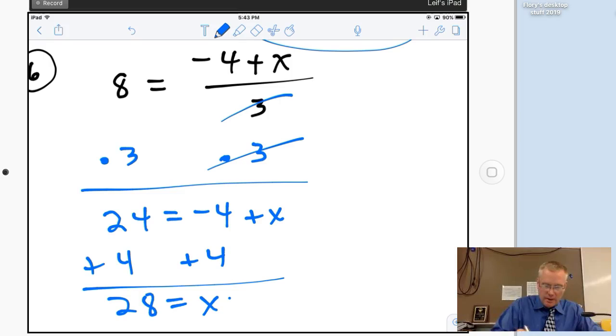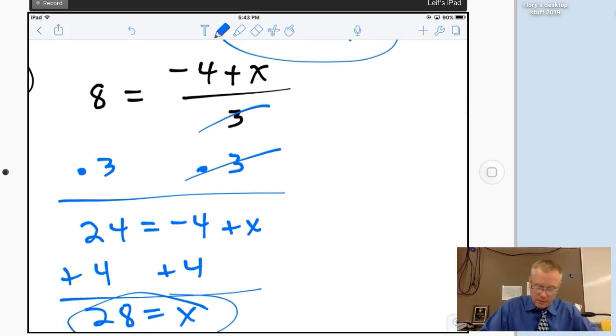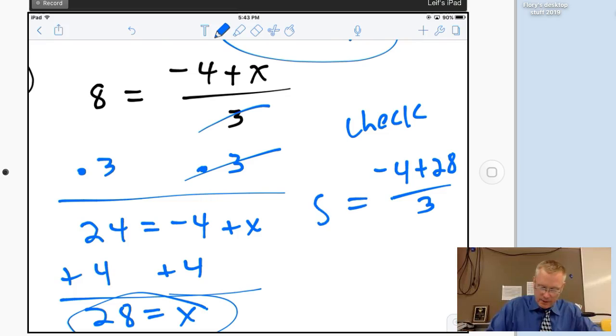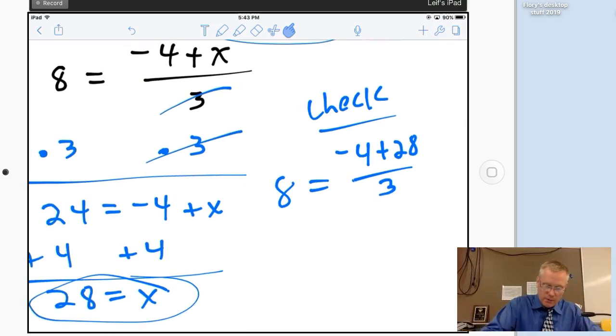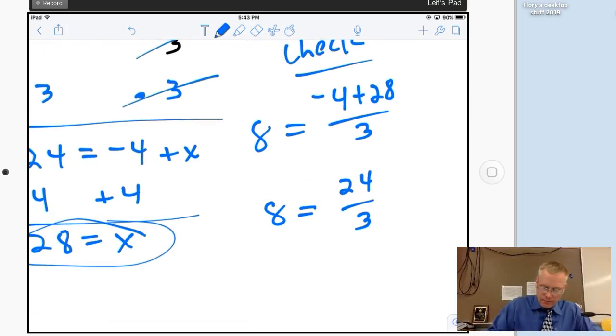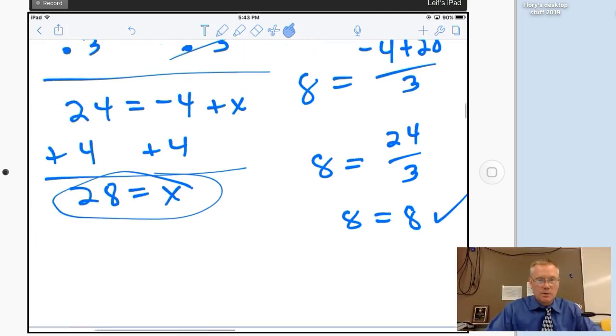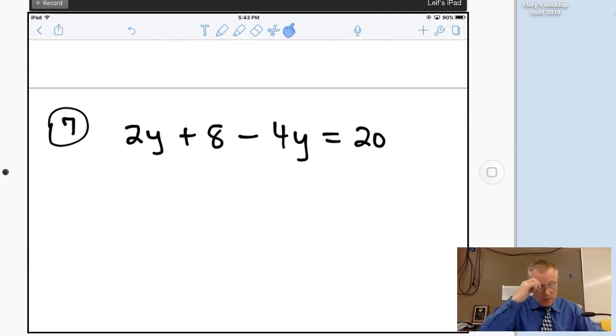Okay, and that is what I got. And you can always check your answer too, right? Don't forget that. So if I took negative 4 plus 28 and divide by 3, do I get 8? Well, we'll find out. Negative 4 plus 28 is 24. Over 3 is 8. 24 divided by 3 is, in fact, 8. So don't forget, you can check your answers. Good thing to do on your quiz. Number 7.